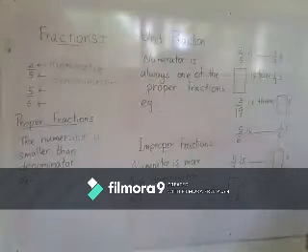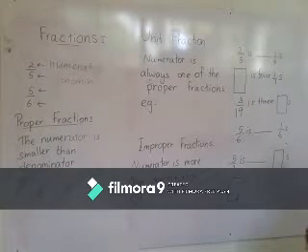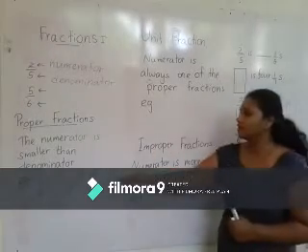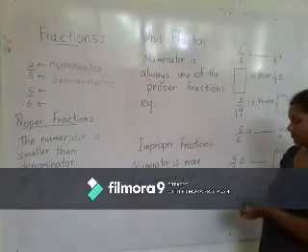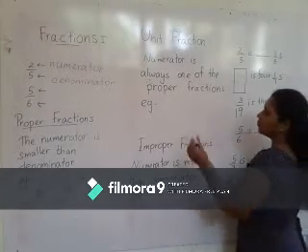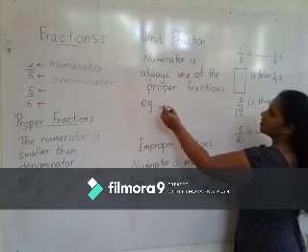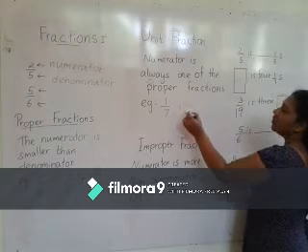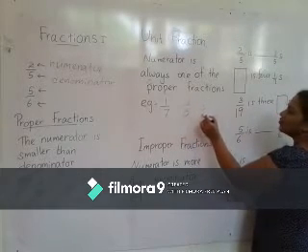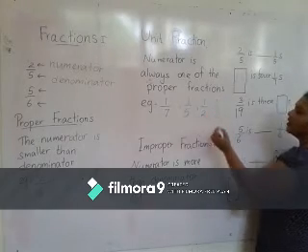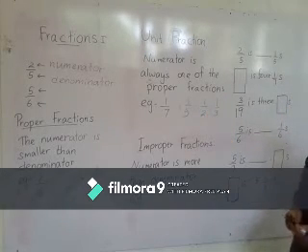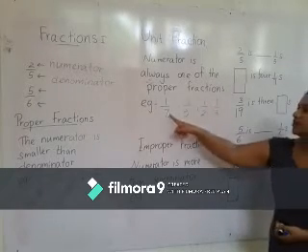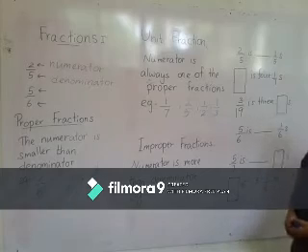And the other one is the unit fraction. Unit fraction means the numerator is always 1. If we consider a proper fraction, the numerator is 1. So proper fraction means the numerator is less than the denominator, but here the numerator should be 1. 1/7, 1/5, 1/2, 1/3 are some examples. Always the numerator should be 1. The numerator is 1 and the denominators change. So it is a unit fraction.